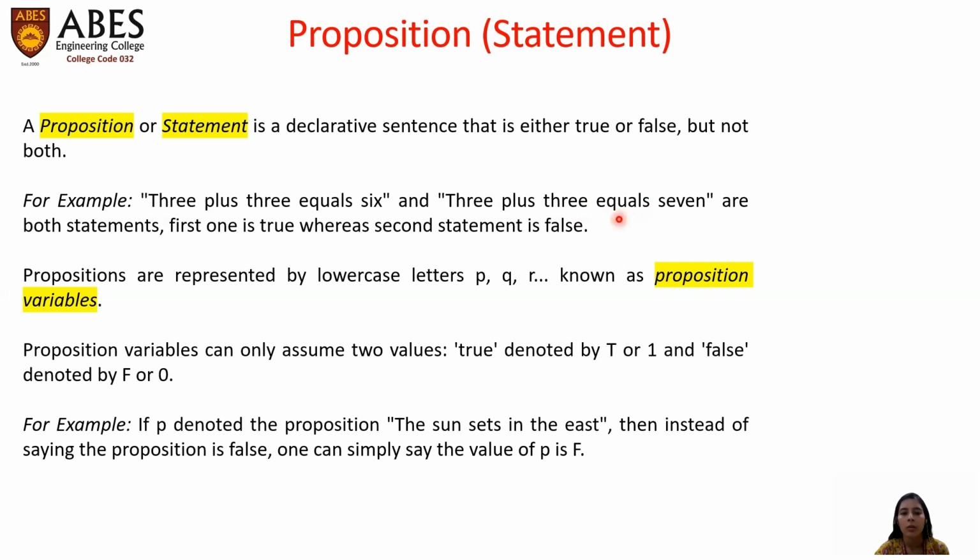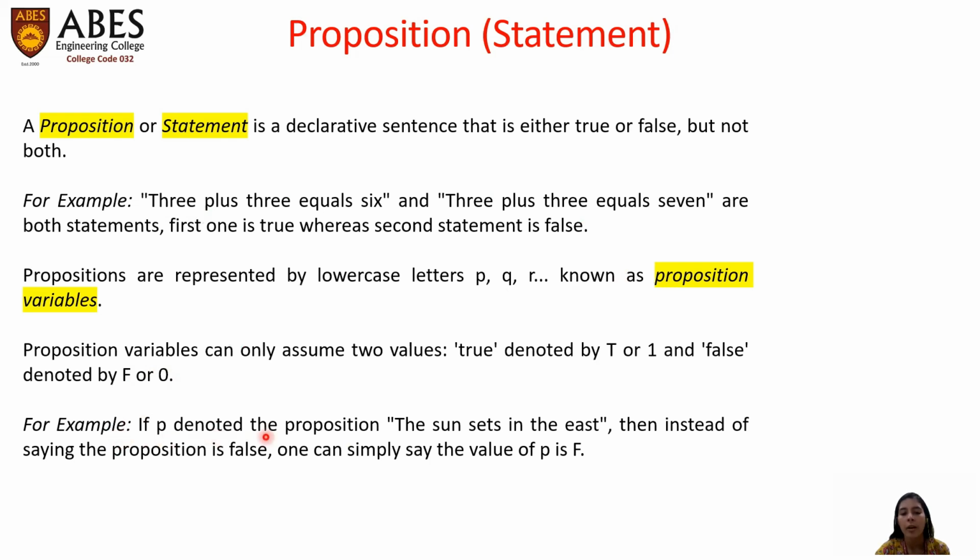Next, propositions are generally represented with the help of lowercase letters. Like we can use p, we can use q, we can use any lowercase letter to represent a proposition, and at that time, that letter is said to be the proposition variable. The proposition variable's value at a time can be true or false. If the value is true, it is denoted by 1, and if the value is false, it means the value is 0.